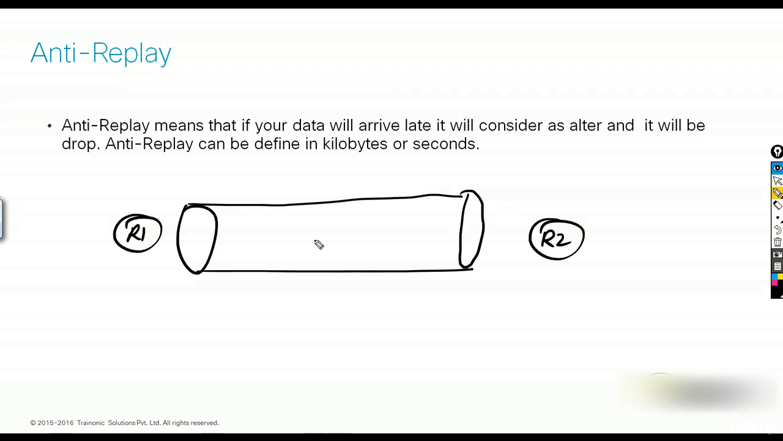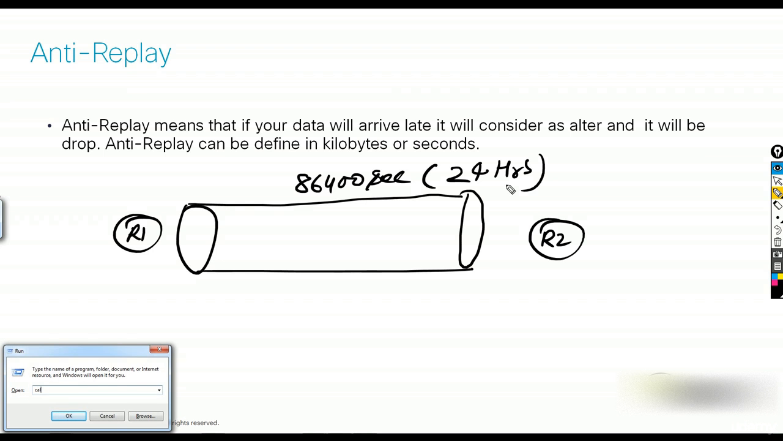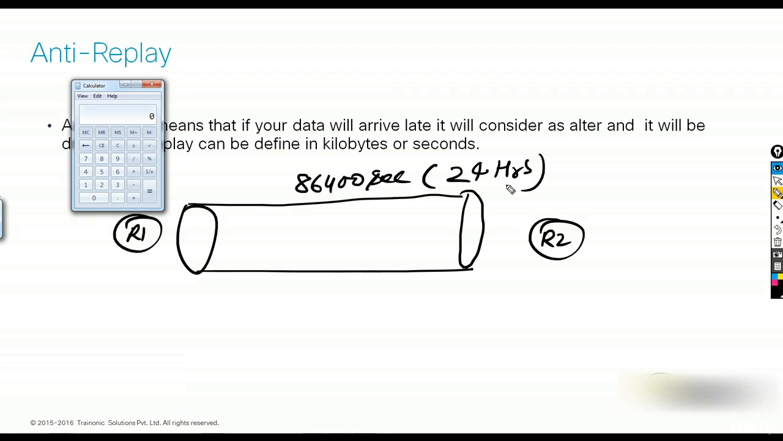Okay, so by default it is here 86400 seconds, or we can say here 24 hours. We can use the calculator: 60 multiplied by 60 multiplied by 24. Yes, 86400.